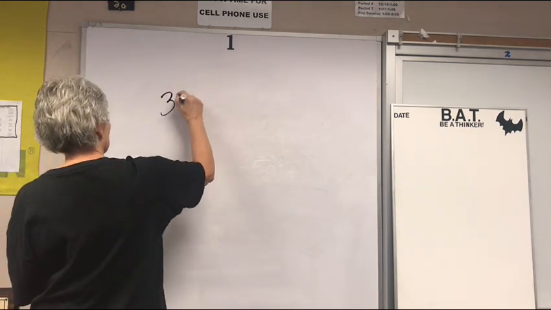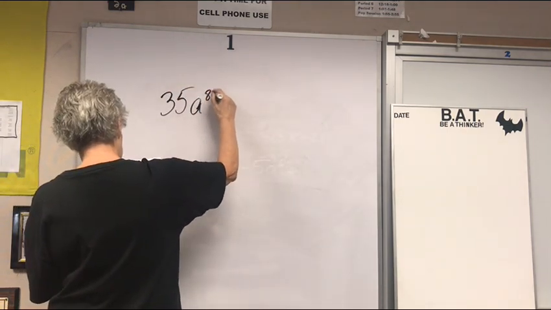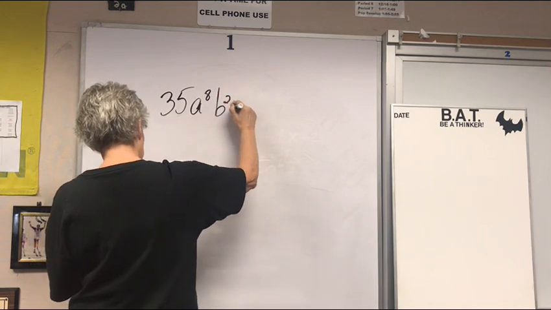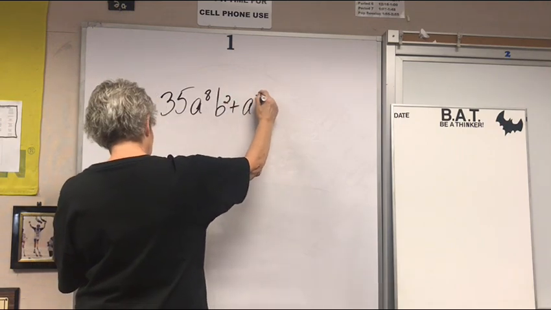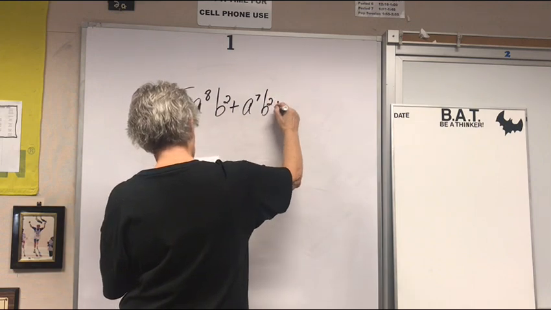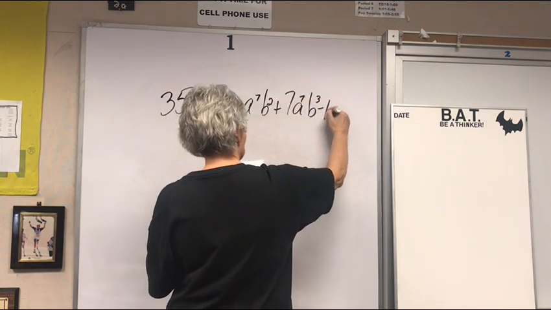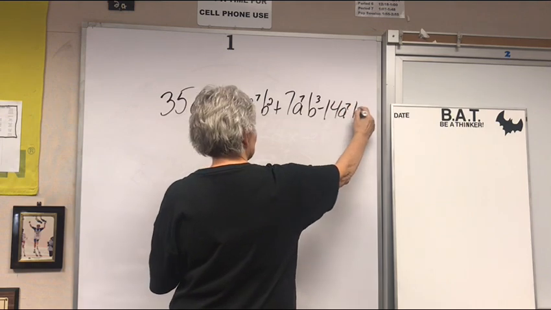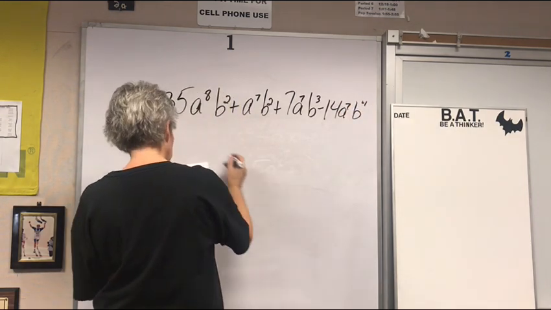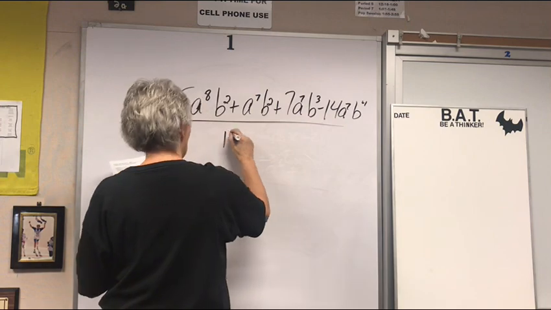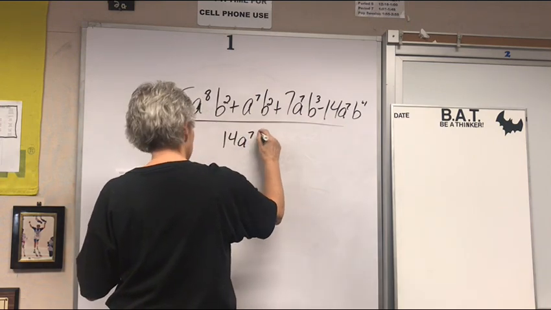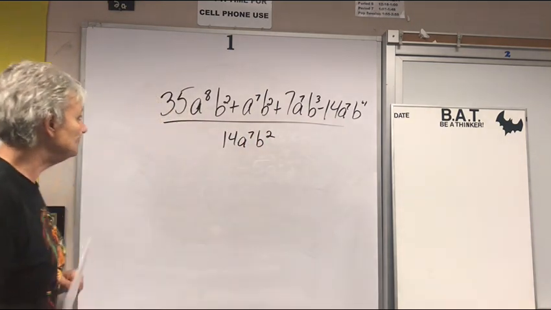We only have 2 left. 35 a to the 8th b squared plus, oh, this is a killer, a to the 7th b squared plus 7 a to the 7th b to the 3rd minus 14 a to the 7th b to the 4th. Man, if you got this one right, you are on a roll. I will not put one this hard on your test, but maybe I'll do a bonus.